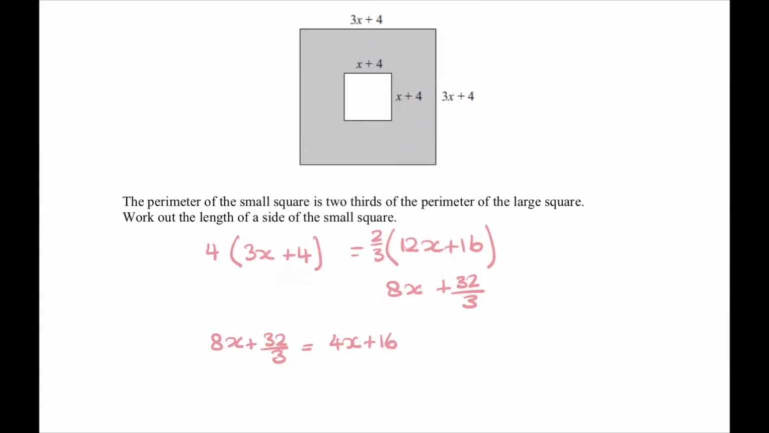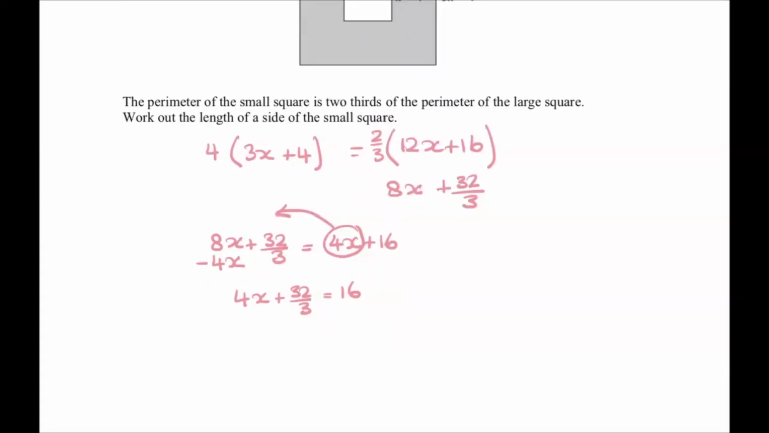Now I'm just going to go on and solve the equation that I've created. So I'm going to take the smaller set of x's, move it across. It's a positive number landing as a negative number. So that's going to give me 4x plus 32 over 3 equaling 16. I'm then going to take off the 32 over 3, which will give me 4x equals 16 over 3.